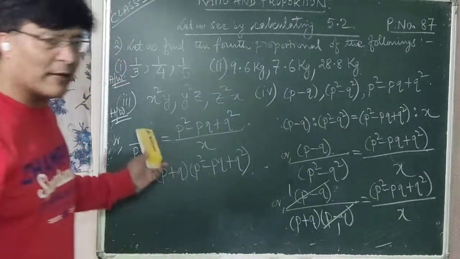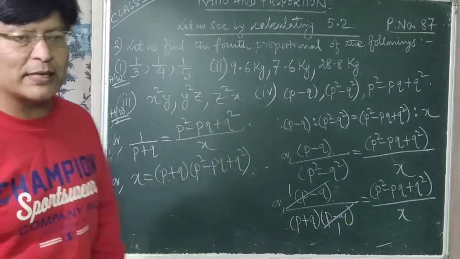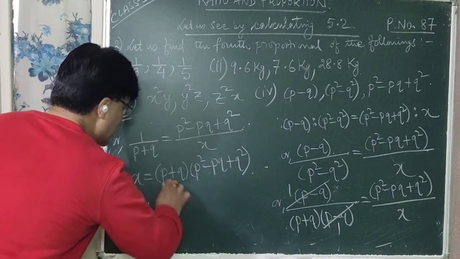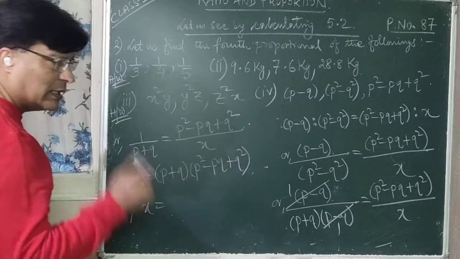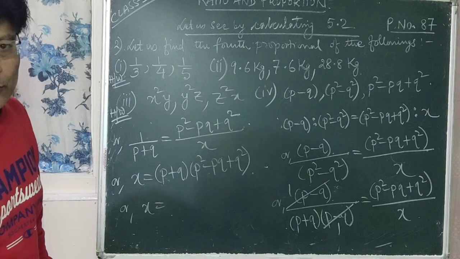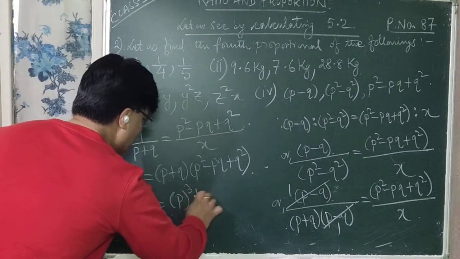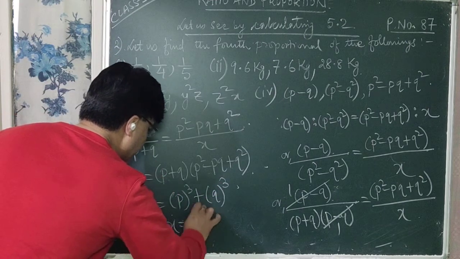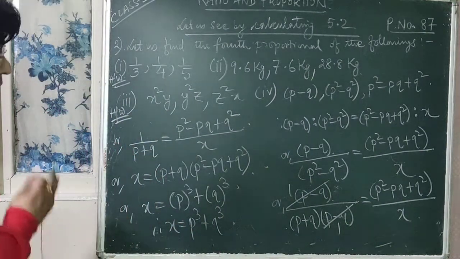So if you cross multiply it, 1 into X is equal to P plus Q into P square minus PQ plus Q square. So X is equal to, what is the answer out here? What is the formula for this product? It is just like A plus B into A square minus AB plus B square, which is A cube plus B cube. What is A cube here? It is P cube plus what is B whole cube? That is Q cube. That is X is equal to P cube plus Q cube. So that is your answer.